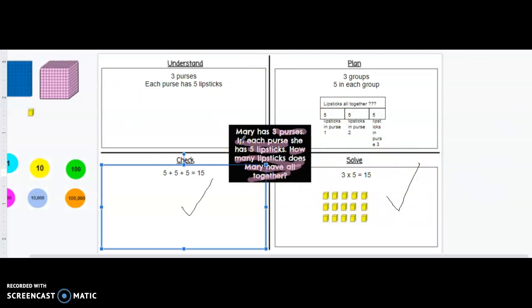I'm going to leave this up so you have an example of what your problem should look like. You need to create your own word problem, and I encourage you to use different numbers. Do not use 3 and 5 because I want to see something completely different. Have fun.